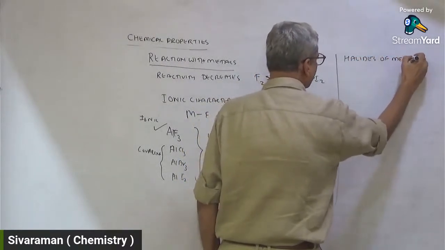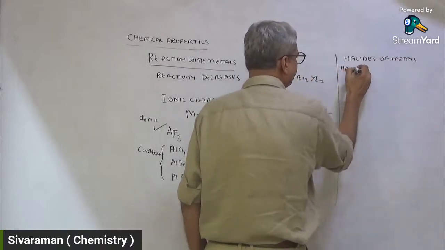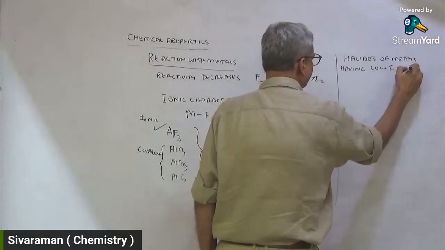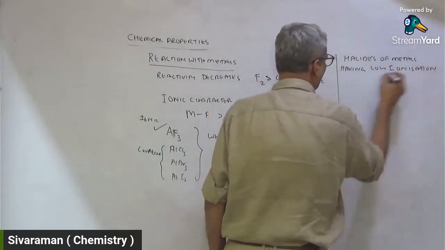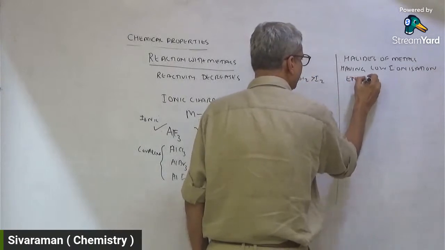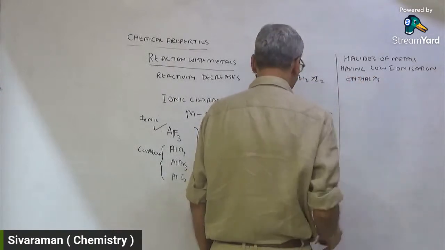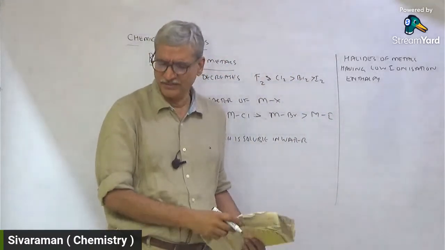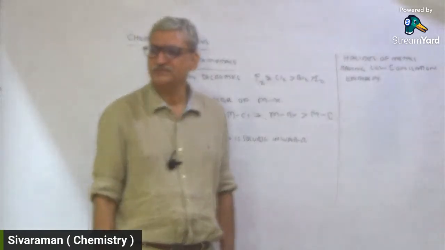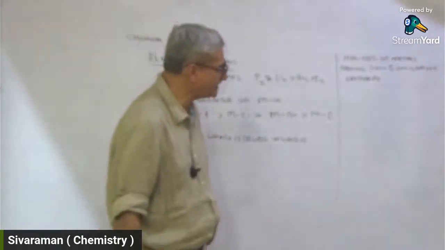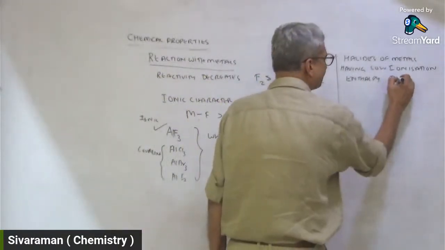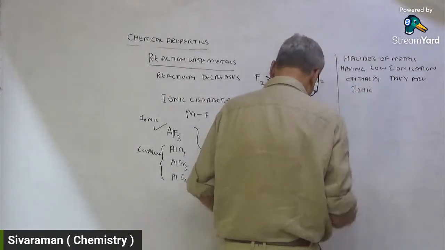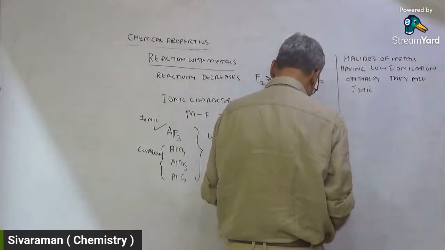Halides of metals having low ionization enthalpy. Which are they? Sodium, magnesium, lithium, potassium, rubidium, cesium, francium. That is, alkali metals and alkaline earth metals. That's it. They are ionic in nature. Is this quite clear?